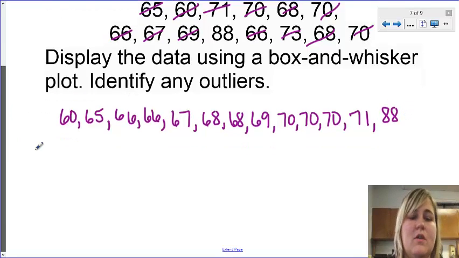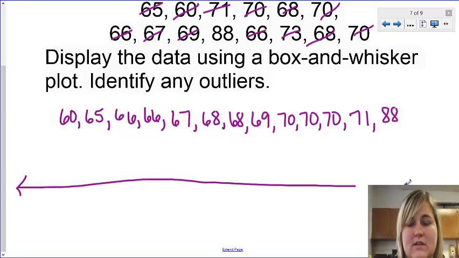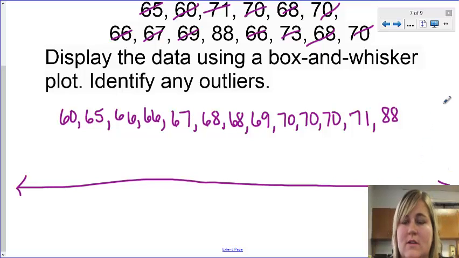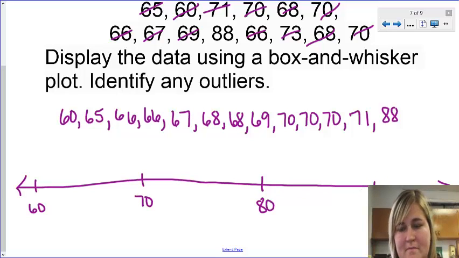Okay, so now I can see that I need to represent numbers from 60 to 88, so I'm going to say from 60 to 90. Oh, that was a terribly not straight line. Okay, pretend like it is. So we're going to have 60, 70, 80, 90. And since these are only 4 numbers here, I'm going to just make dashes for 65, 75, 85, and we'll put one for 95 too.